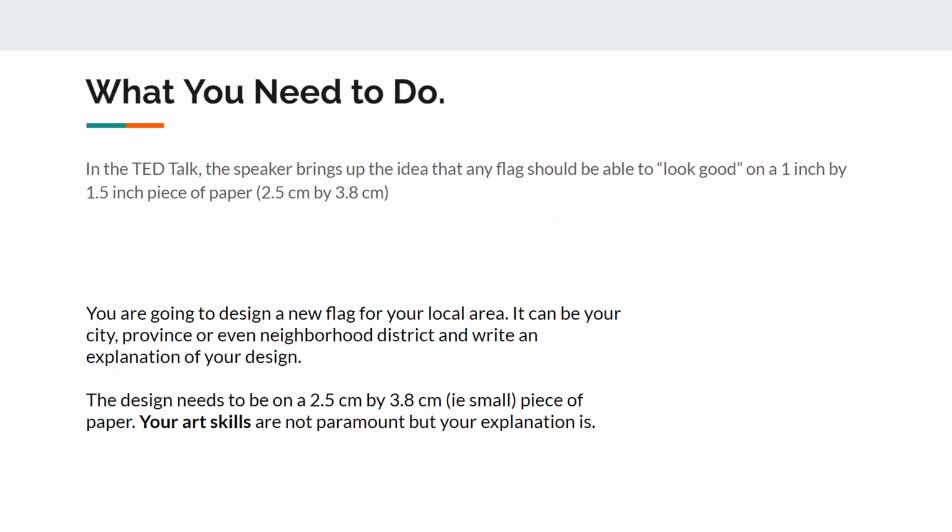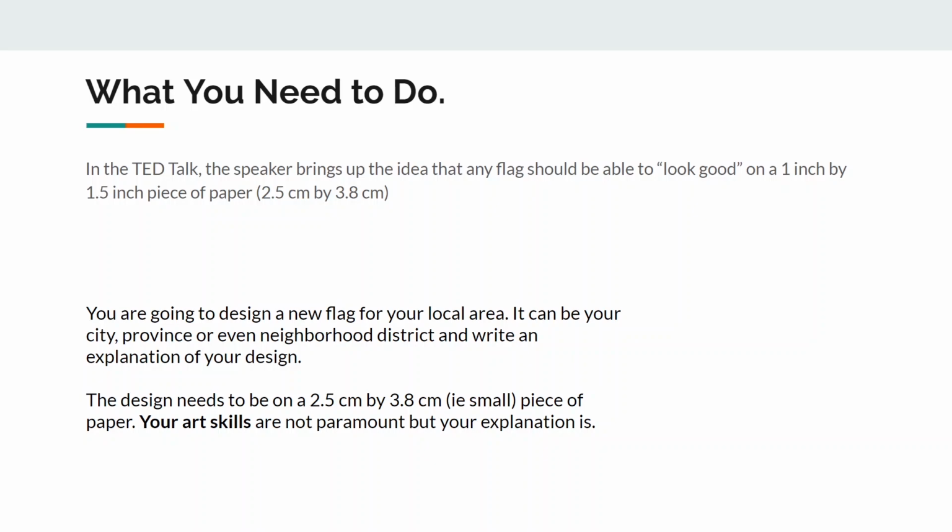So we have another small project to take care of. This is just me telling you what you're going to do. There'll be an official announcement on the e-class as well. So in the TED Talk, the speaker brings up the idea that any flag should be able to look good on a 1-inch by 1.5-inch piece of paper. That's 2.5 centimeters by about 3.8. So 2.5 by 4, effectively.